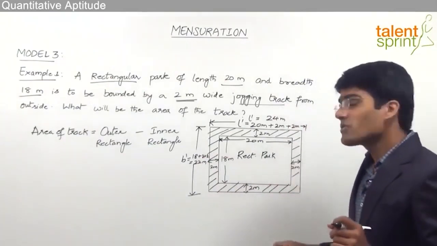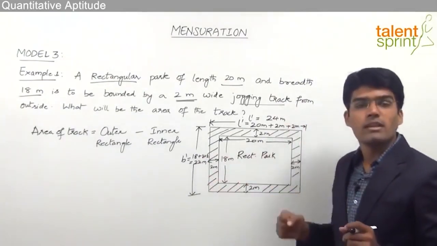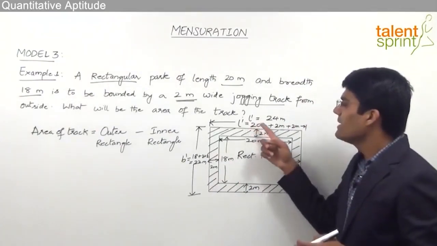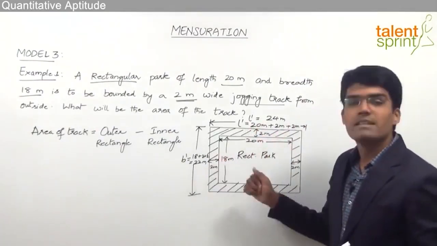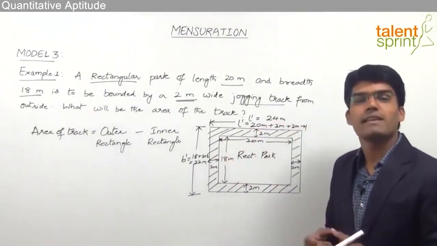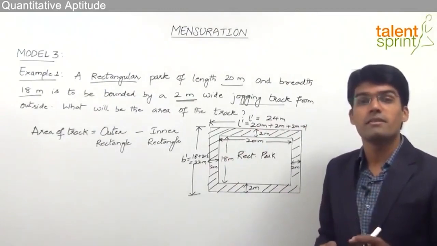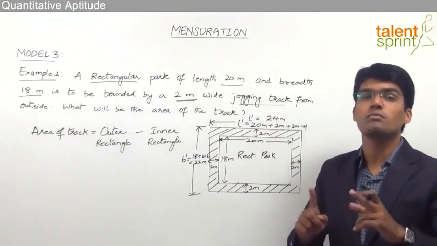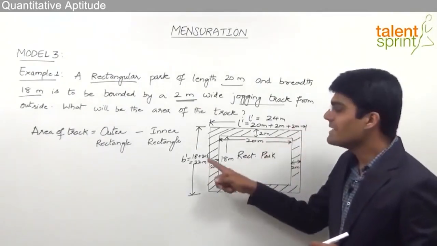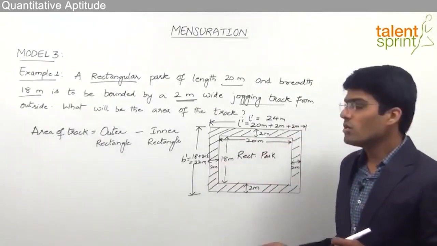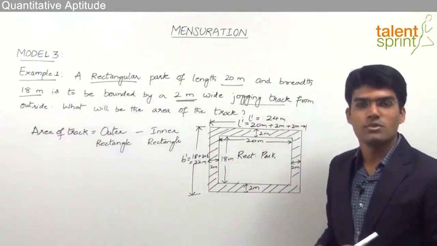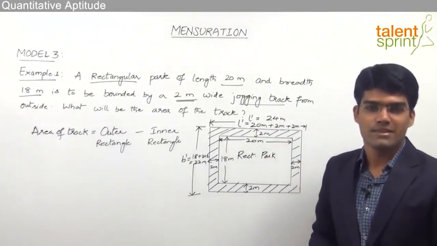Remember friends, most of the students go wrong in finding out the length and breadth of the outer rectangle. What they simply presume is the length will be 20 plus 2 and breadth will be 18 plus 2. That means they take length as 22 and breadth as 20 because the track is 2 meter wide. The point to be observed here is that the 2 meter extension will be on both the sides. So that is the reason we should take 20 plus 2 plus 2 and 18 plus 2 plus 2. Don't take it as 18 plus 2 only and 20 plus 2 only for breadth and length respectively. It should be 20 plus 4 and 18 plus 4.